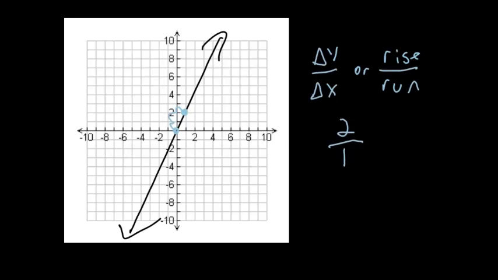So now we have a ratio of 2 over 1, and this ratio can actually be simplified because 2 divided by 1 is just going to be 2. So your final slope of that line is just 2. So anytime you can reduce your ratio, you should.